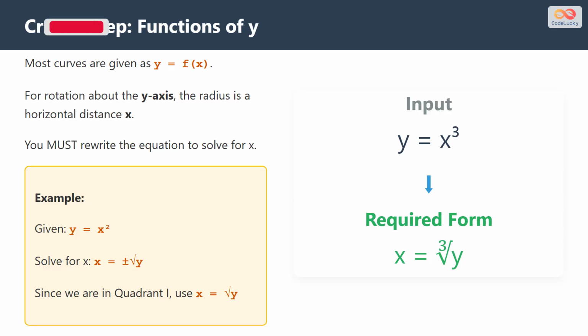Here is the most crucial step. The radius of our disk is the horizontal distance from the y-axis to the curve. This distance is x. However, since we are integrating with respect to y, we must rewrite our function so that x is expressed in terms of y.